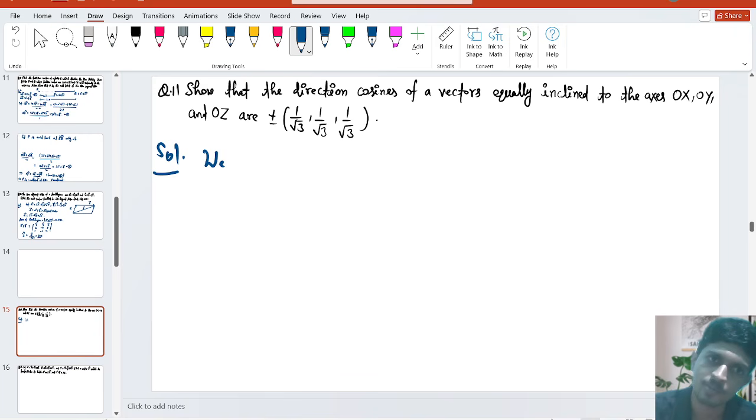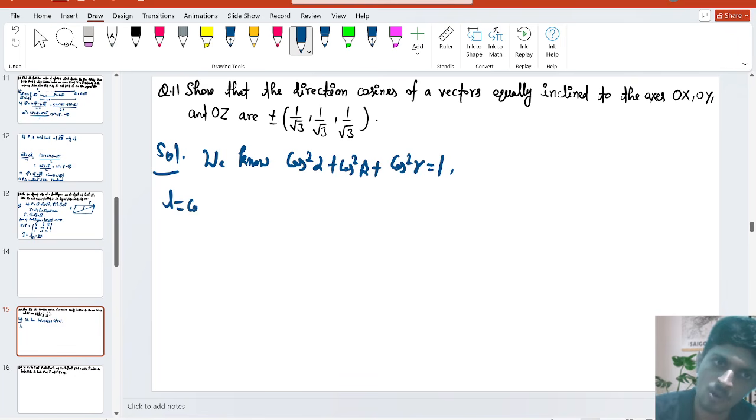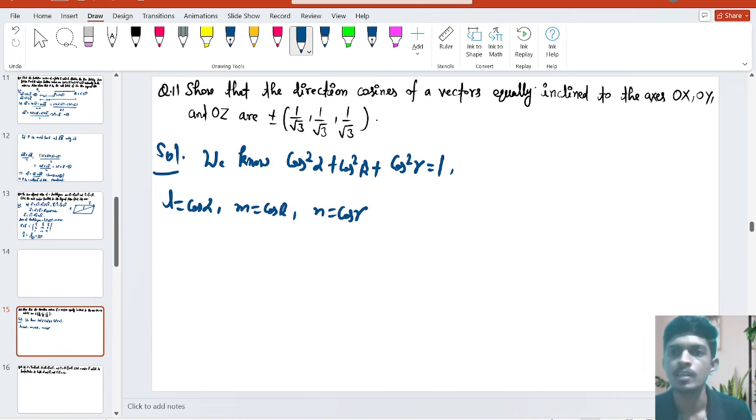We know that cos² alpha + cos² beta + cos² gamma = 1, where L = cos alpha, M = cos beta, and N = cos gamma, where alpha, beta, gamma are the angles inclined to the axes OX, OY and OZ respectively. Here it says equally inclined, so alpha = beta = gamma.